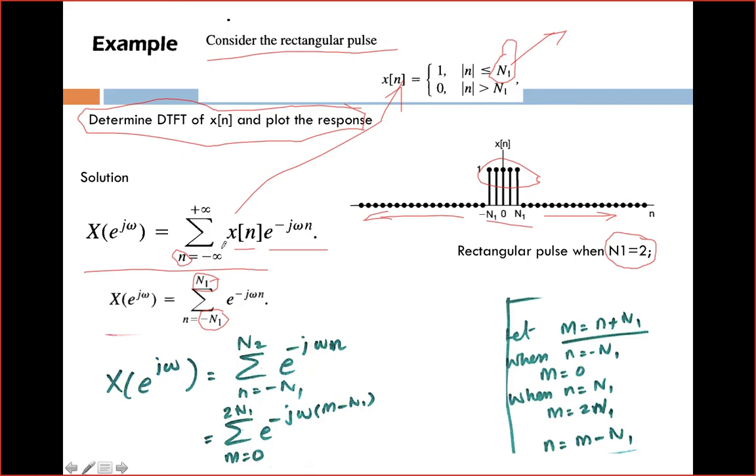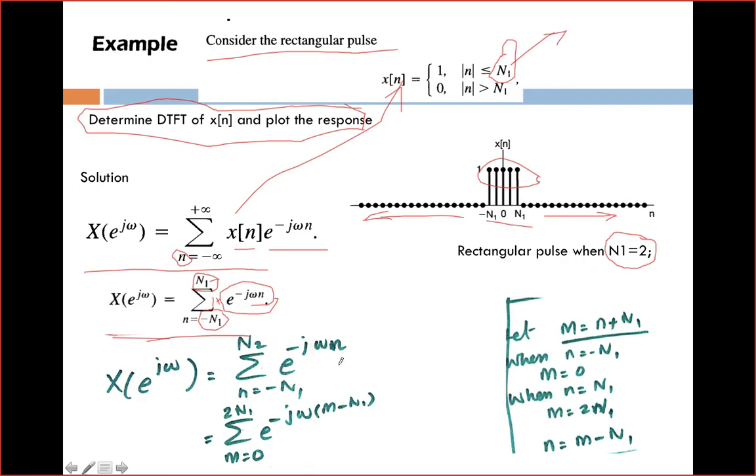So I am going to reduce the range of values of n from minus infinity to plus infinity to minus n1 to plus n1. Hence I am rewriting the equation as X of e power j omega is equal to summation n is equal to minus n1 to plus n1 of e power minus j omega n, because the value of x of n is equal to 1. I have not written the value of x of n is equal to 1. If you want, you can write it like this: 1 into e power minus j omega n.